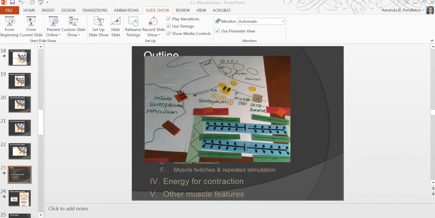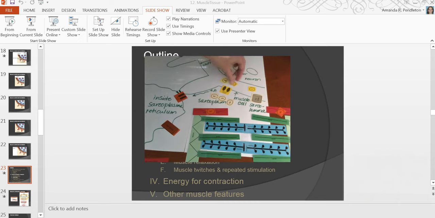Now, we want to contract, but we also want to relax. So how do we get this thing to turn off? Remember, as long as calcium is in the sarcoplasm, the muscle will contract. So it turns out we have one player that we haven't placed on the board yet. And that player is one that I've made look a little bit like a Pac-Man. It's called ACHE, or acetylcholine esterase, and it lives in the cleft. What it does is it comes over to acetylcholine and it chews it up.